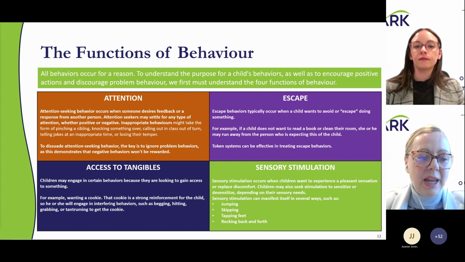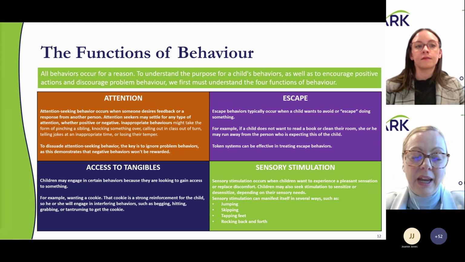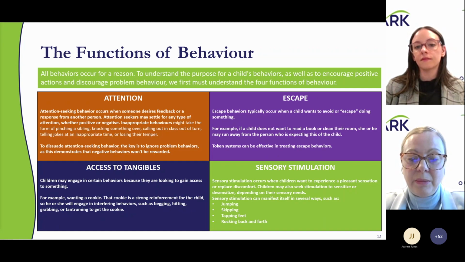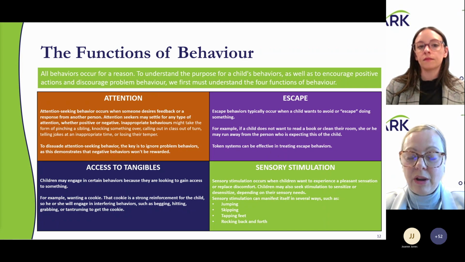Access to tangibles is that children may engage in certain behaviors because they're looking to gain access to something. So for example, they might want a cookie, and the cookie is a strong reinforcement for the child. So he or she will engage in interfering behaviors such as begging, hitting, grabbing, or tantruming to get that cookie. Sensory stimulation is another function of behavior that occurs when children want to experience a pleasant sensation or replace discomfort. Children may seek stimulation to sensitize or desensitize depending on their sensory needs. These sensory stimulations can manifest themselves as jumping, skipping, tapping their feet, or rocking back and forth.